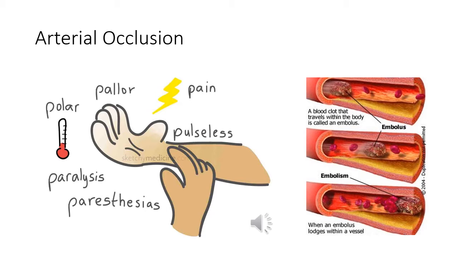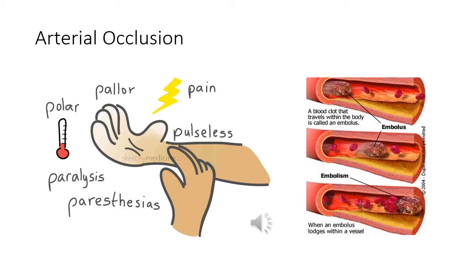It can be caused by several problems, such as infective endocarditis or mitral valve disease or heart valves. It can be caused by AFib, and we talked a little bit about that in stroke, and it can also be caused by cardiomyopathies. So when there is this acute ischemic event, we can assess it by using the 5 Ps.